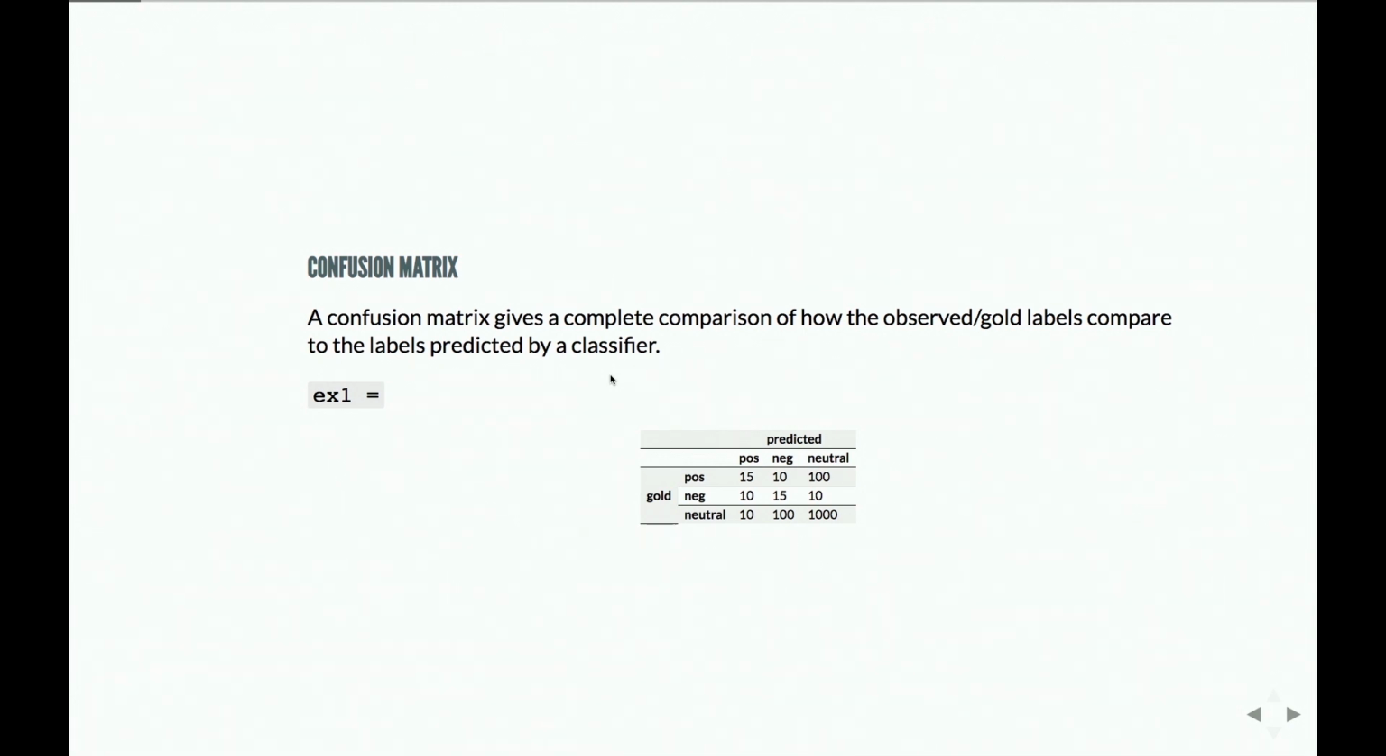This gives a complete comparison of how the observed, that is the gold labels here, and the predicted labels relate to each other. I'm sorry that that's a bit small. But I have a simple sentiment problem: positive, negative, neutral. And the idea here is that the system that made this got 15 positive examples right, 15 negative, and 1,000 neutral correct. Those are the diagonal elements. And then the off diagonal is saying, for 10 of the true positive cases, the model predicted negative. And for 100 of the true positive cases, the model predicted neutral. You guys have seen these before. I'm going to call this example 1.